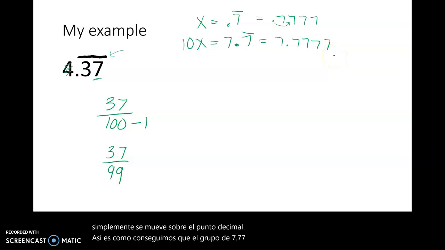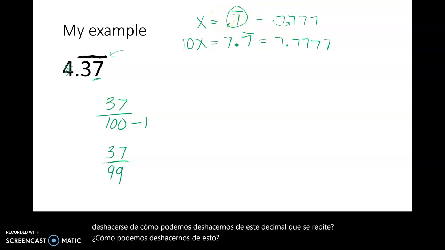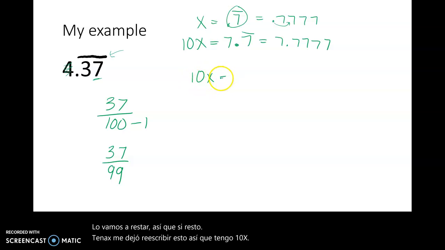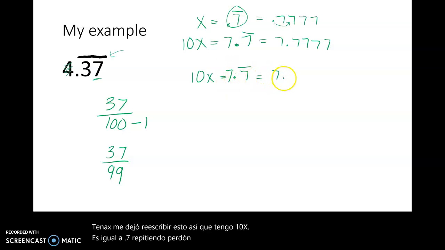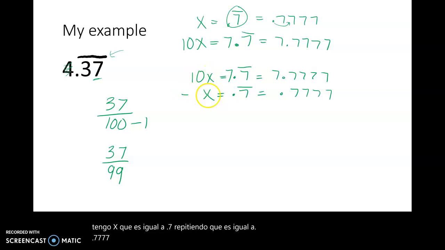Now, how can we get rid of this repeating decimal? Well, we're going to subtract it. So if I subtract 10x, let me rewrite this. So I have 10x equals 7.7 repeating, which is equal to 7.7777. And then I have x, which equals 0.7 repeating, which is equal to 0.7777. If I subtract 10x minus 1x, that leaves me with 9x.